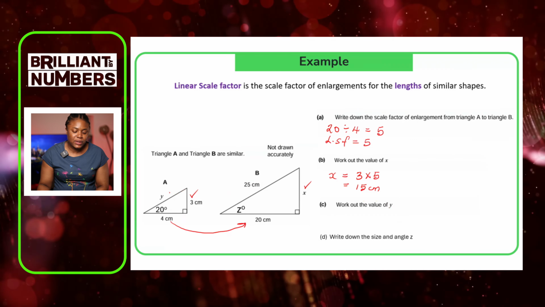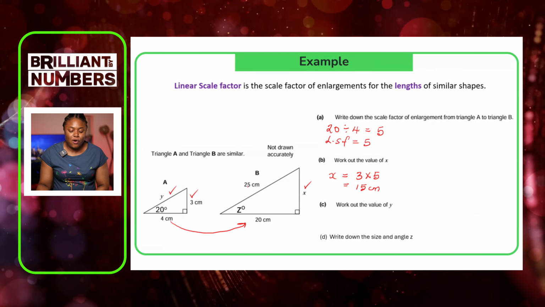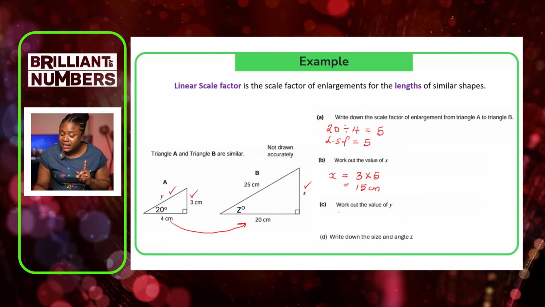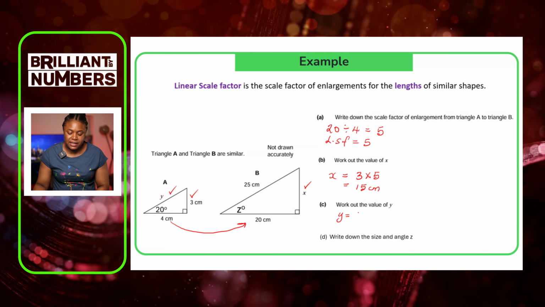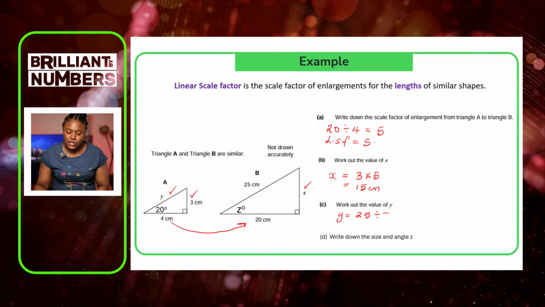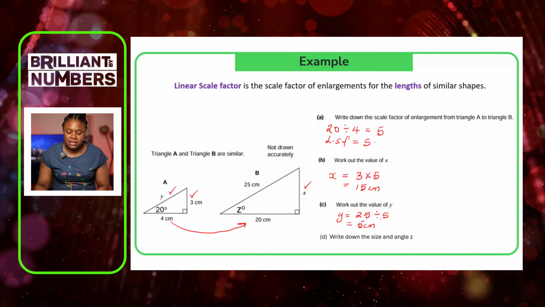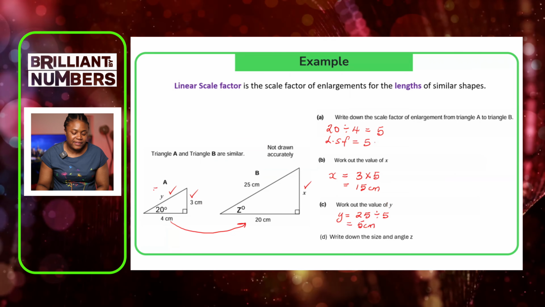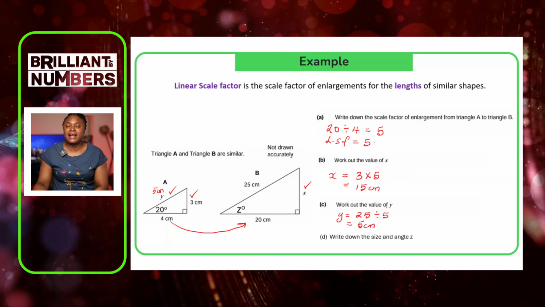So from here, we can see that we're going to get smaller. The corresponding side of 25 here is linked to Y. So this time we have to divide because we're getting smaller. So Y is equal to 25 divided by the scale factor, which is 5. So 25 divided by 5 gets me 5. So Y then is equal to 5 centimeters, and we can check. So put my 5 here. 5 times by 5 gives me 25. So I'm sure I am correct.